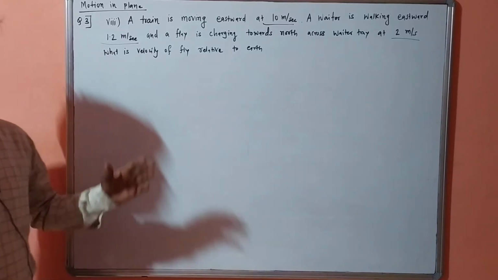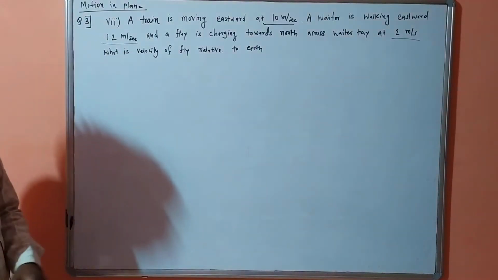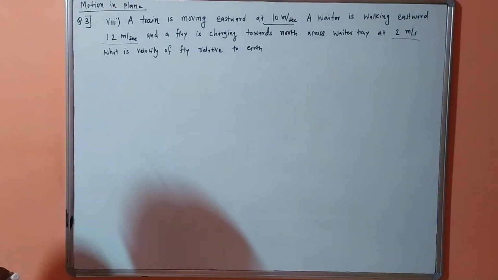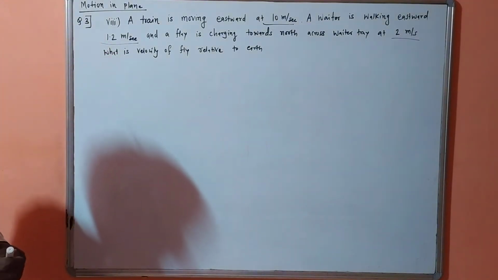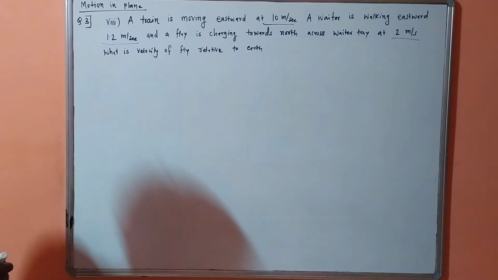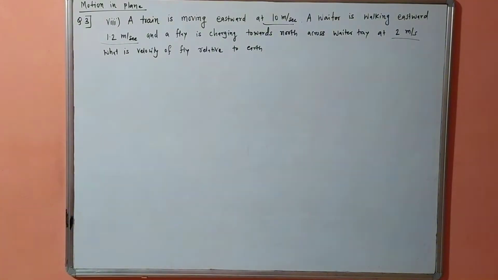Hello student, let us see the next problem from the chapter motion in a plane. This problem is related with the concept of relative velocity. So read this problem. A train is moving eastward at 10 meter per second. A waiter is walking eastward again at 1.2 meter per second, and a fly is charging towards north across the waiter tray at 2 meter per second. What is the velocity of fly relative to earth?